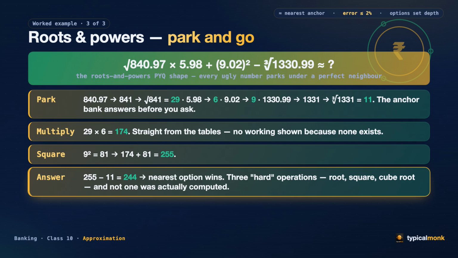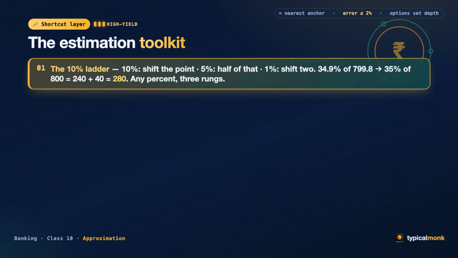3 frightening operations: a root, a square, a cube root. And not one of them was actually computed. Now, the shortcut layer, the estimation toolkit.